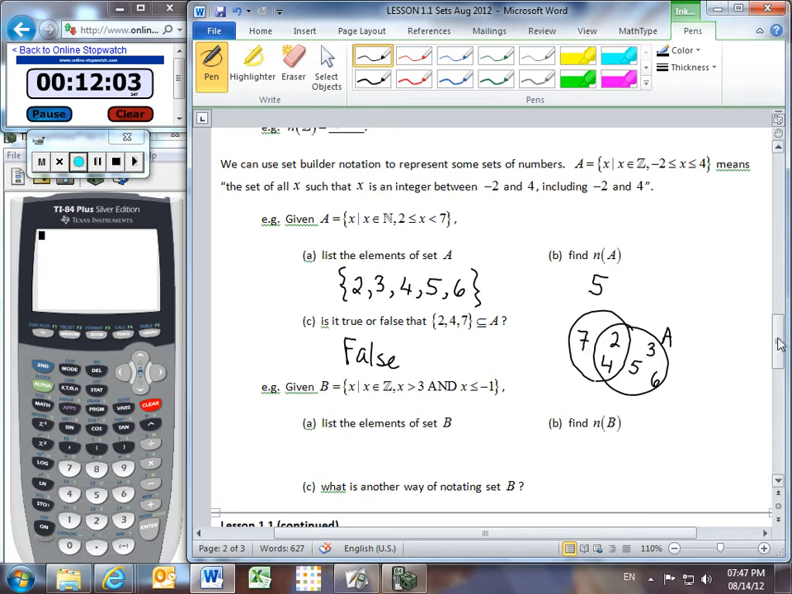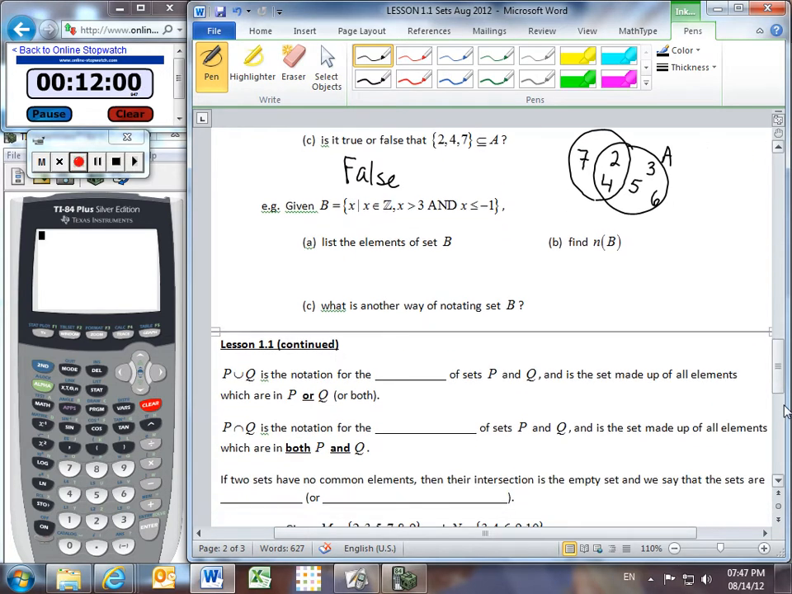Alright, next example. Let's first read our set builder notation. Set B is all numbers x such that x is an integer. So x is from the set of integers. x is greater than 3, and at the same time, x must be less than or equal to -1. Well, can you think of any numbers in the world that are greater than 3 and at the same time are less than or equal to -1? Well, no way, there's no such number.